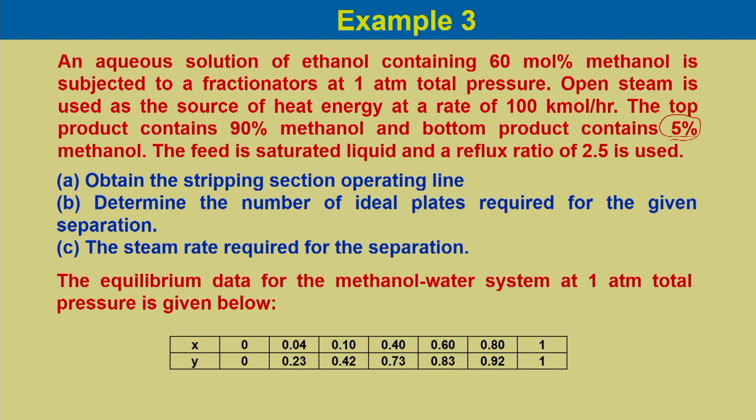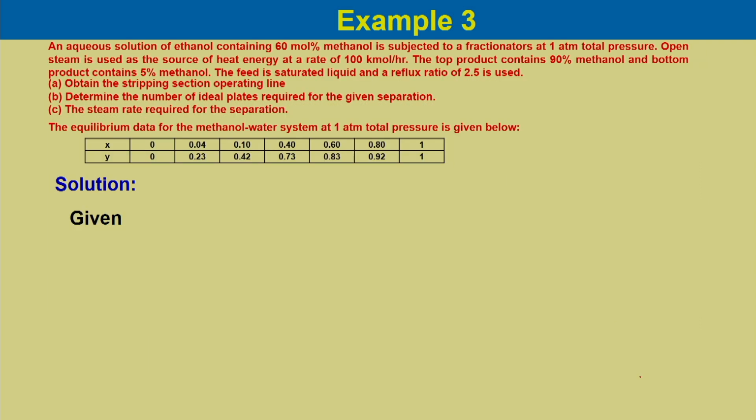Now, we have to obtain the stripping section operating line, determine the number of ideal plates required for the given separation, and calculate the steam rate required for the separation. The equilibrium data for the methanol water system at 1 atmosphere pressure is given. So, this is the equilibrium data.